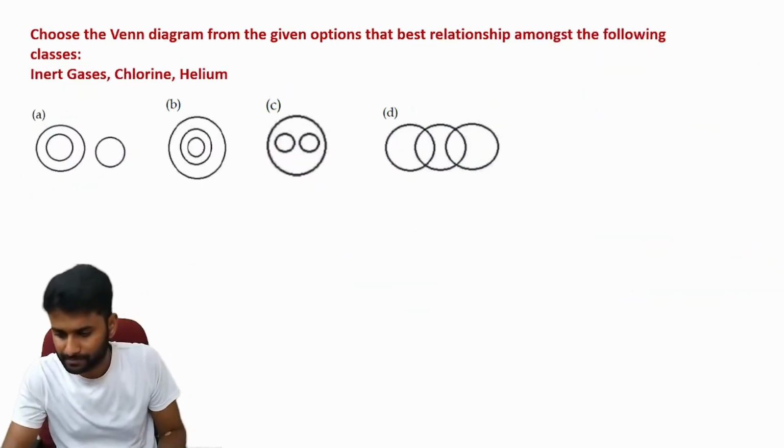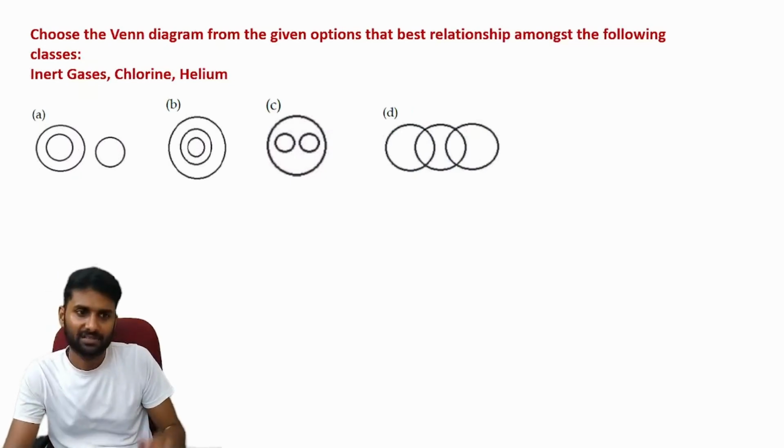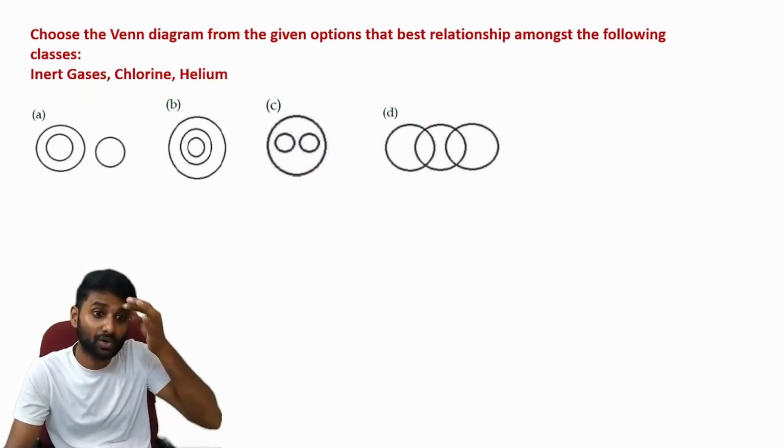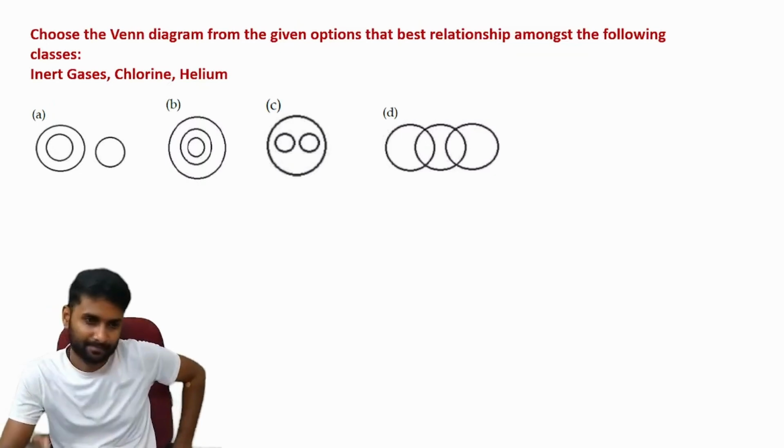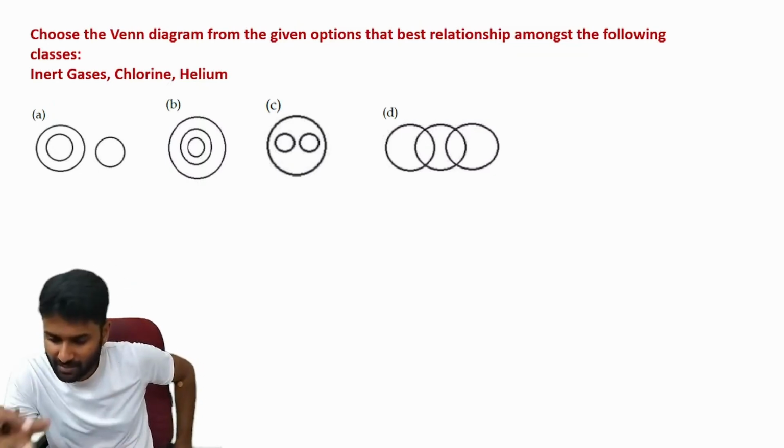Next, find the relation here. Inert gases, chlorine and helium. What is the relation among these three elements?